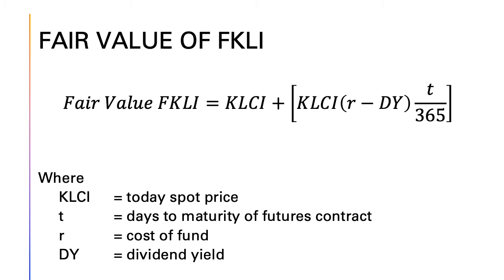So how to calculate the fair value of Fkli? This is the formula for the fair value of Fkli. It is equal to KLCI plus KLCI times (R minus dy) times T divided by 365. KLCI is today's spot price. T is the number of days to maturity of the futures contract. R is the cost of fund or interest rate. dy is the dividend yield.